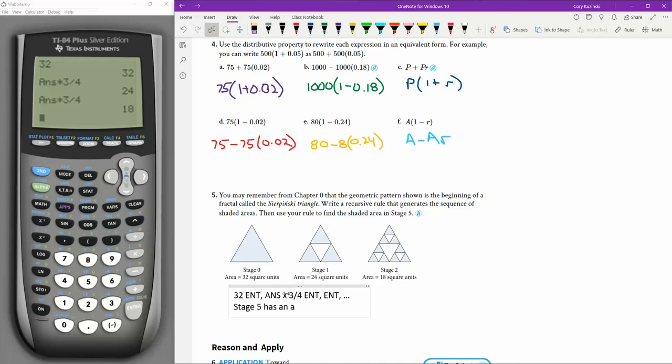Stage 5 has an area of blank. Let's see. We got stage 3 is at 18, or stage 2 is 18. There's stage 3. There's stage 4. There's stage 5. So 7.59375 square units.